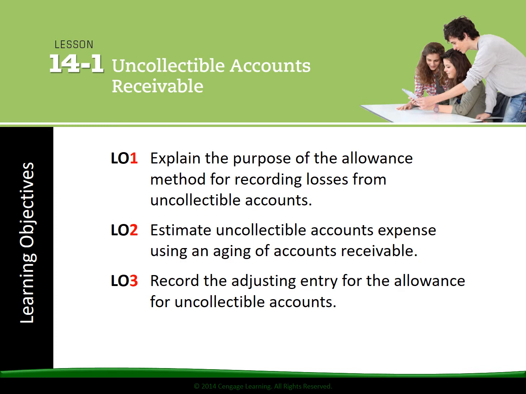We're going to start with 14.1, which is uncollectible accounts receivable, and the three objectives that we're going to go through today are explaining the purpose of the allowance method for recording losses from uncollectible accounts. The second one is to estimate uncollectible accounts expense using an aging of accounts receivable. Third objective of this section is to record the adjusting entry for the allowance for uncollectible accounts.